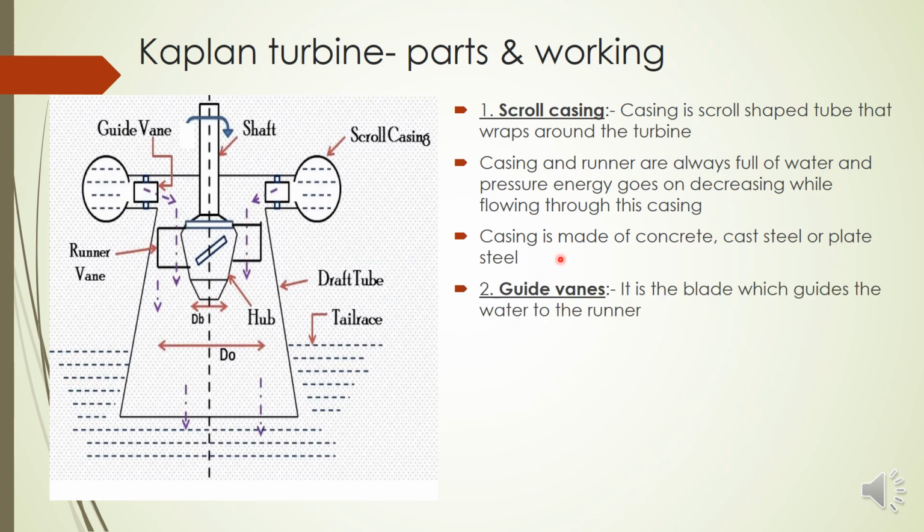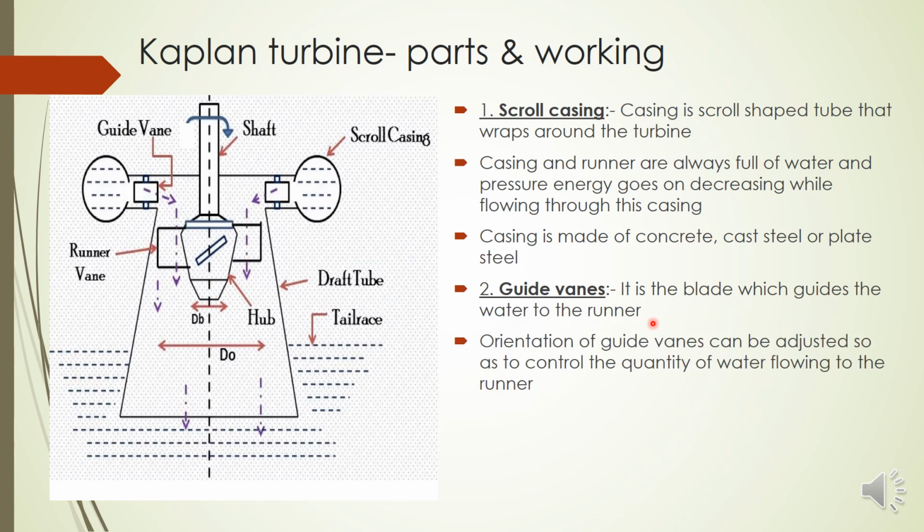Then another component. Here also we have guide vanes, but they are at this side, around the shaft of the turbine. And here also they have two functions. One is to control the quantity of water. By changing the orientation, we can tilt or change the orientation of these guide vanes, and that way we can control the amount of water entering the turbine.